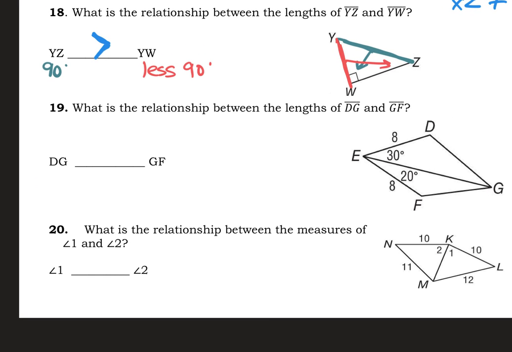All right, this is also a comparison. So they're going to be just like this on the test, okay? You're just going to look at what's opposite. Here we're deciding the relationship between D to G and G to F. What angle is across the side D to G? 30. Remember, you're going to put that number right underneath or above. What angle is across G to F? 20. So which one's the largest? D to G.